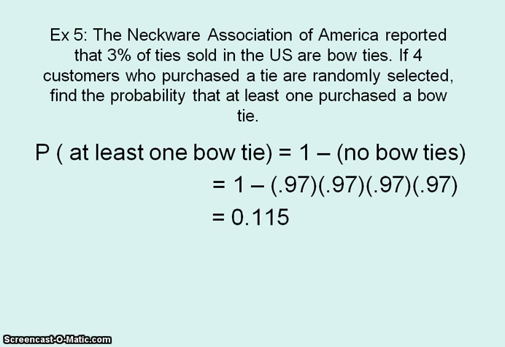So if 4 ties are sold, we're talking about the idea that at least one of them is a bow tie, 0.115. So about 11.5 times out of 100. This is the second part of the multiplication.